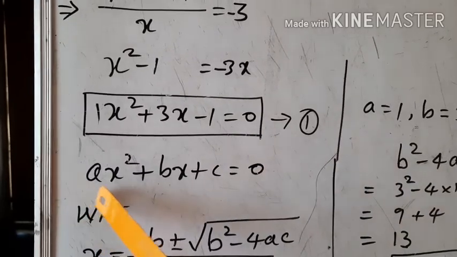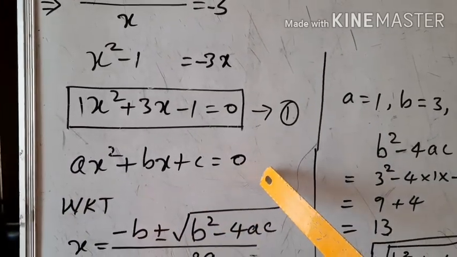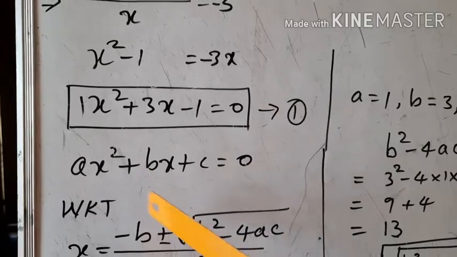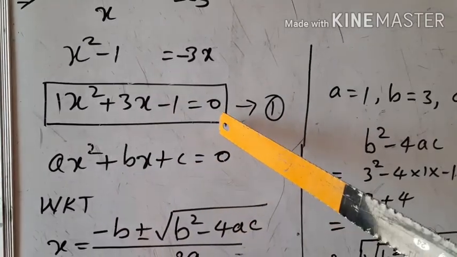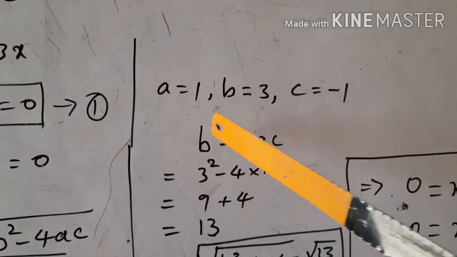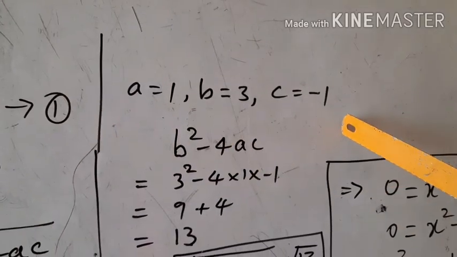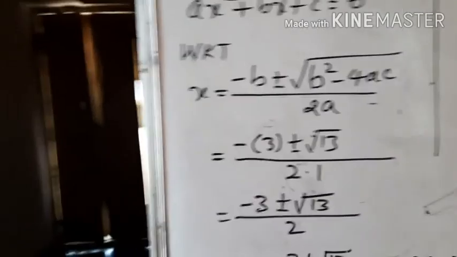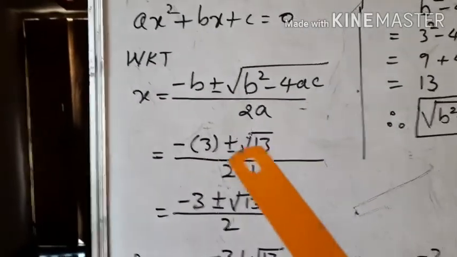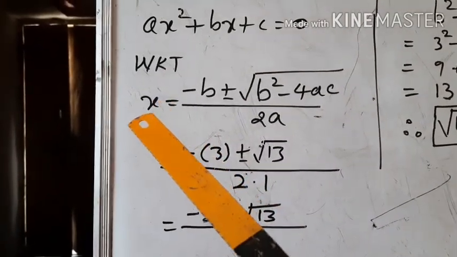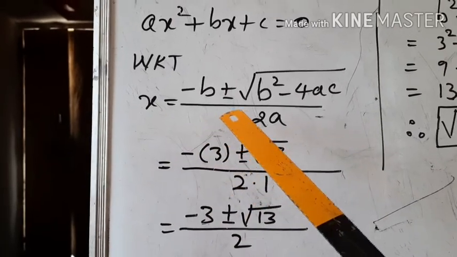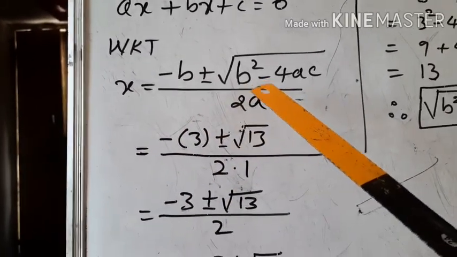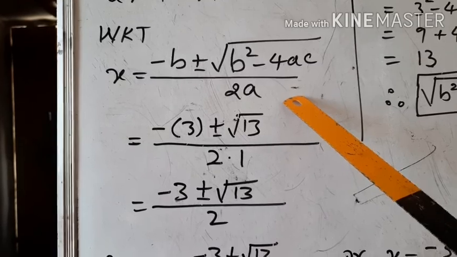Here, comparing with ax square plus bx plus c is equal to 0, we have a is equal to 1, b is equal to 3 and c is equal to minus 1. Therefore, I have written the values of a, b, c here. Now, by the quadratic formula method, I would like to solve this equation. The quadratic formula is x is equal to minus b plus or minus root b square minus 4ac upon 2a.